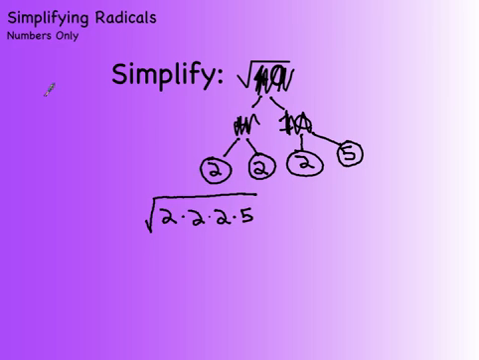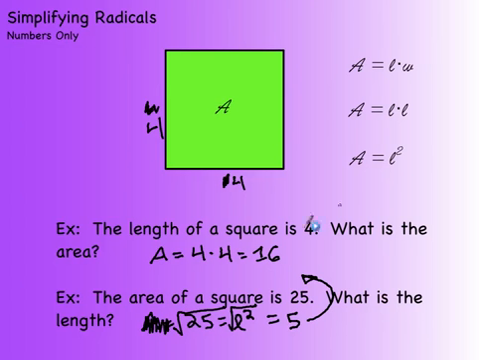Now, I want to take us back a little bit to the previous example we were just doing. I'm going to go back to it specifically and look. If you look down here, we had a problem where we said we knew the area of the square is 25.